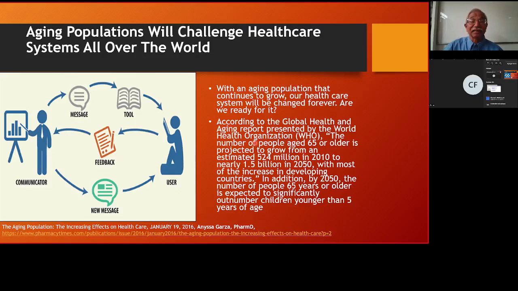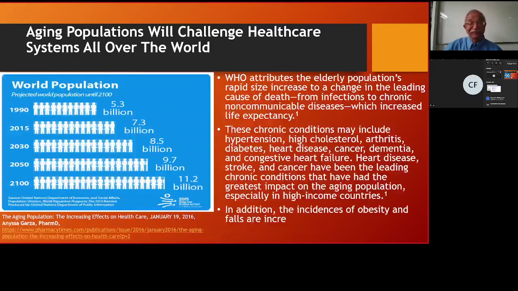According to the Global Health and Aging Report presented by the World Health Organization, the number of people aged 65 and older is projected to grow from an estimated 524 million in 2010 to around 1.5 billion in 2050. So it is almost three times in 30 years, with most of the increase in developing countries. In addition, by 2050, the number of people 65 and older is expected to significantly outnumber children younger than 5 years of age. That is where the society will become old and you will have problems.